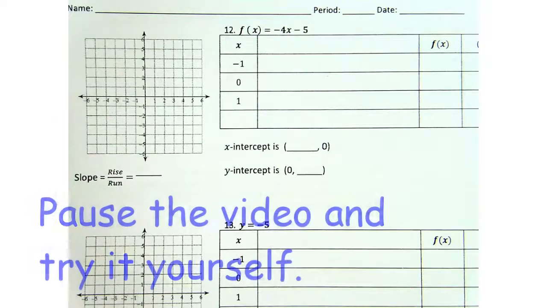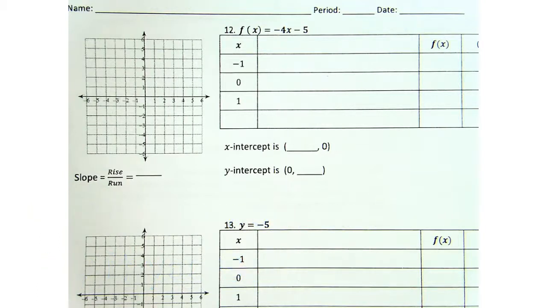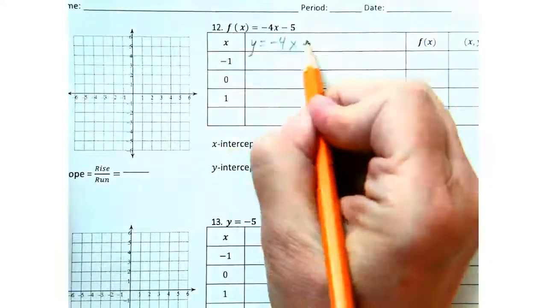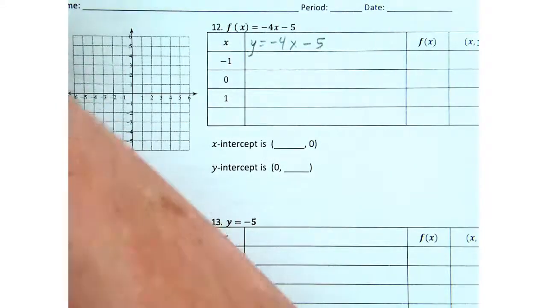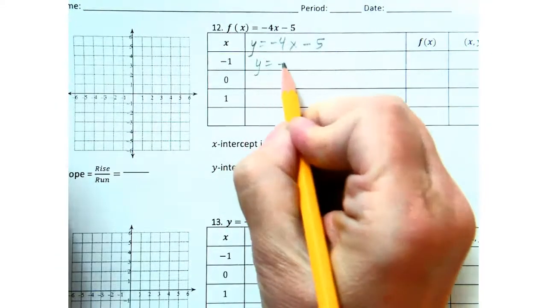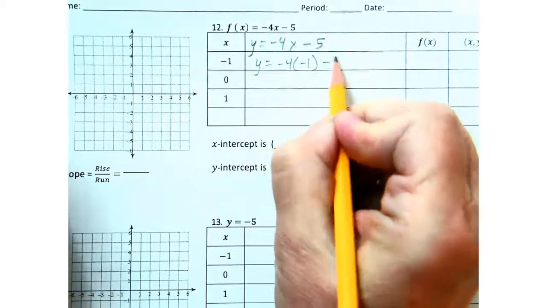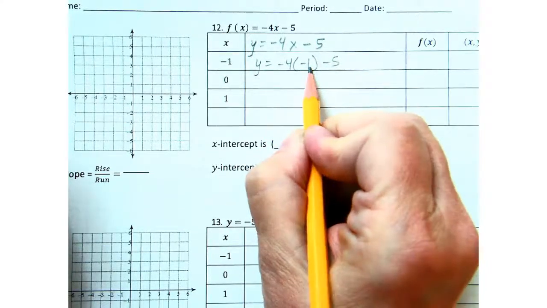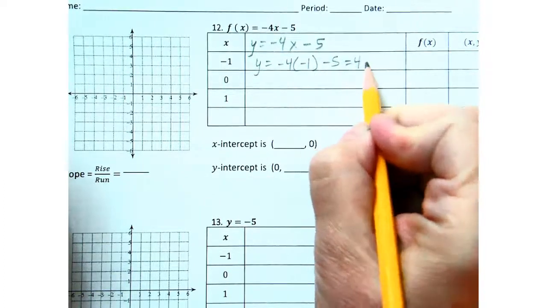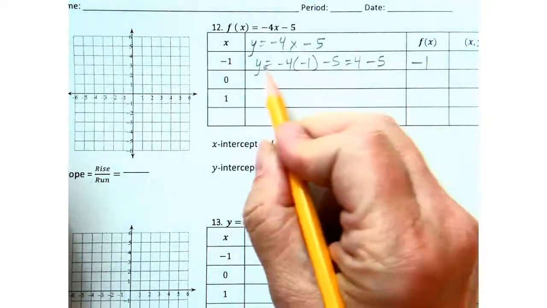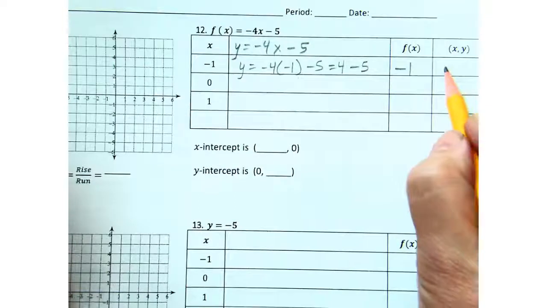Pause the video and try the next example yourself. Now that you have tried it, check your work. Substitute negative 1 for x. This gives us y equals negative 4 times negative 1 minus 5, or positive 4 minus 5. Our first point is (-1, -1).